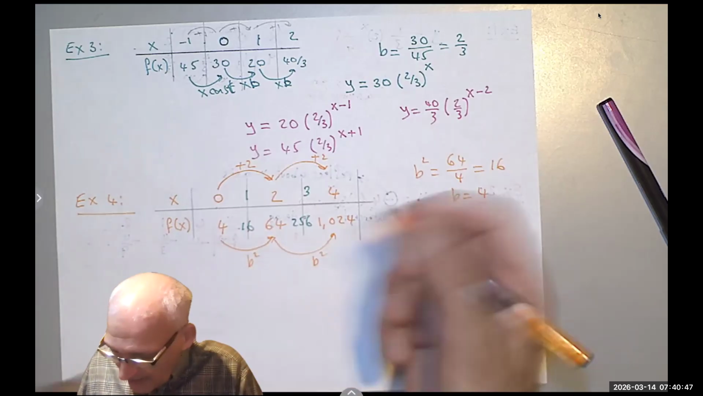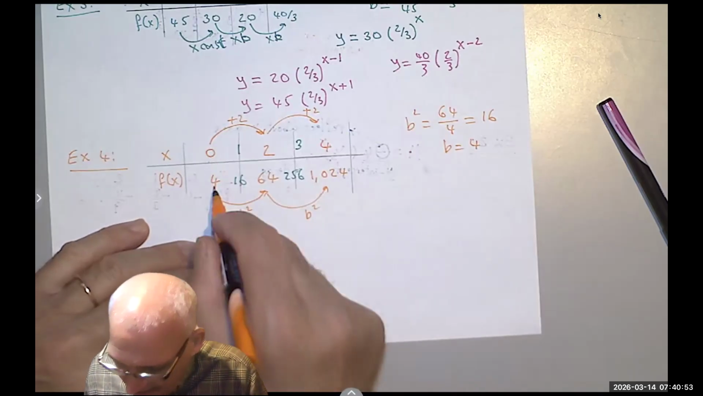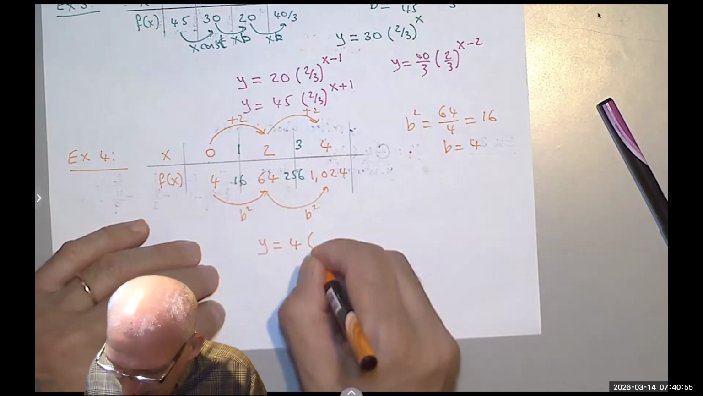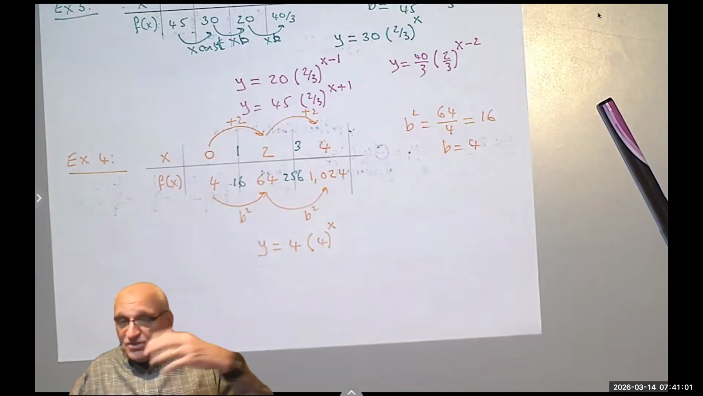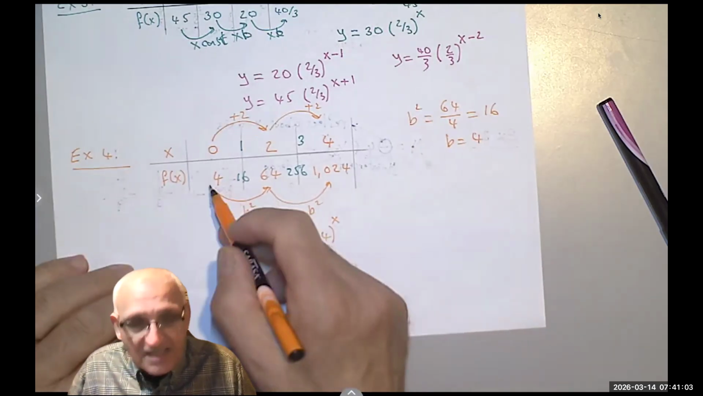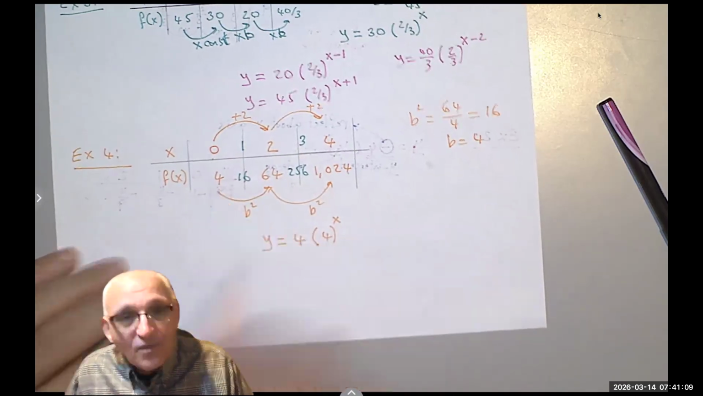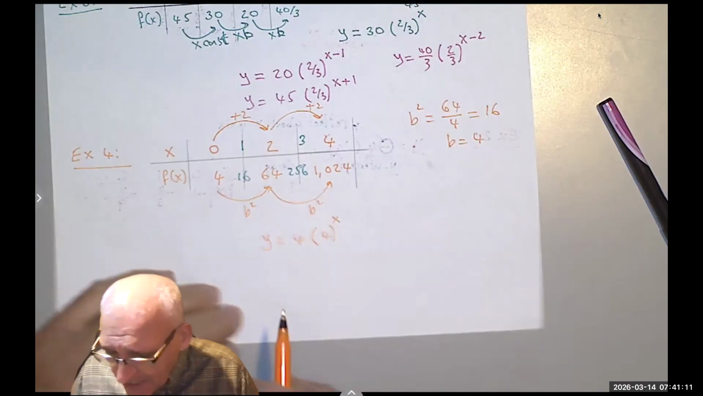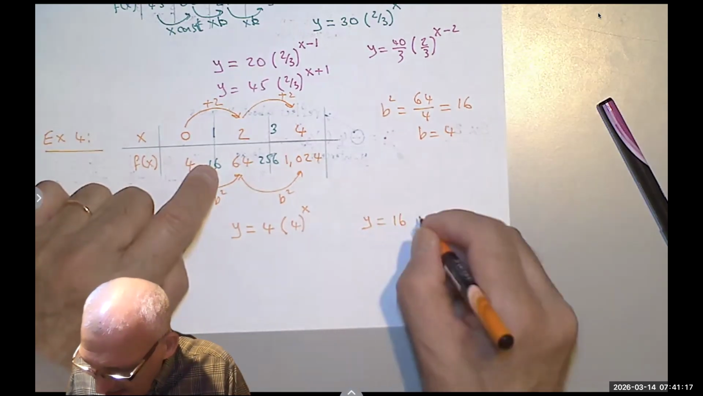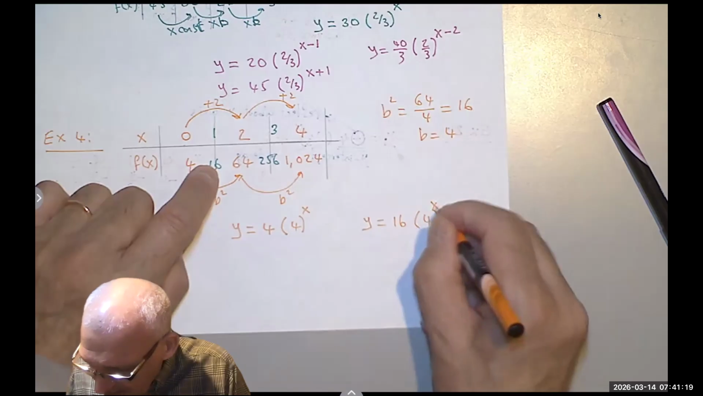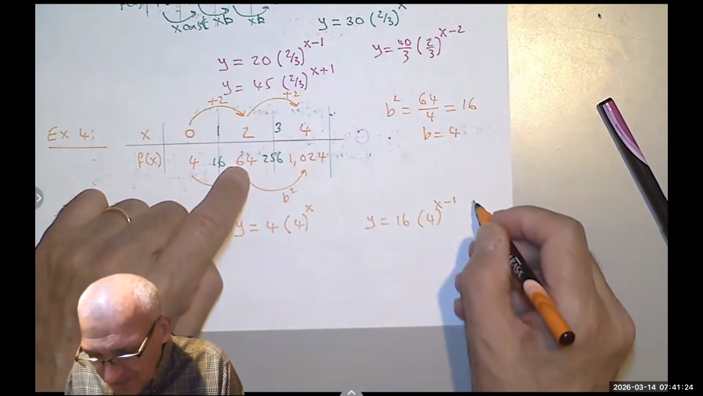It's so easy. So now I can come back and say y equals, the y-intercept is 4 times 4 to the x. It turns out to be both 4, right? But this number can be anything. Can be 2, can be 3, can be -2. So that's the y-intercept. And likewise, I can say this y equals 16 times 4 to the x minus 1, or 64 times 4 to the x minus 2.